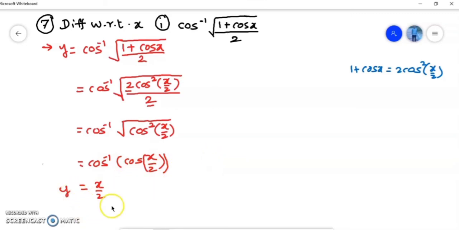Now if you differentiate with respect to x, what will you get? You will get dy by dx is equal to the derivative of x by 2, which is 1 by 2. The 1 by 2 comes out and the derivative of x is 1.